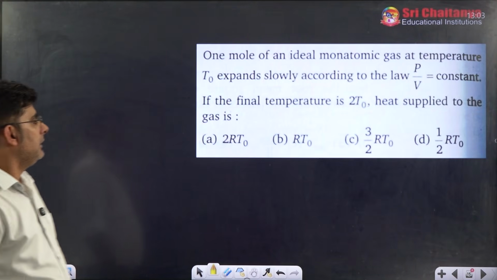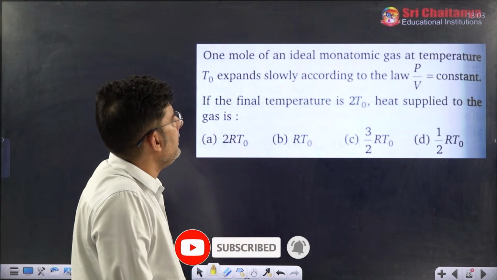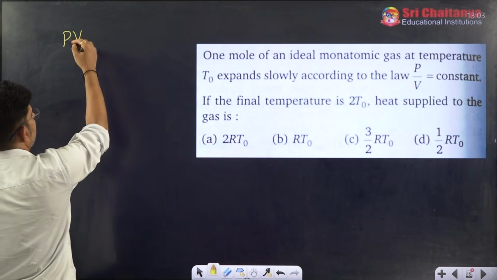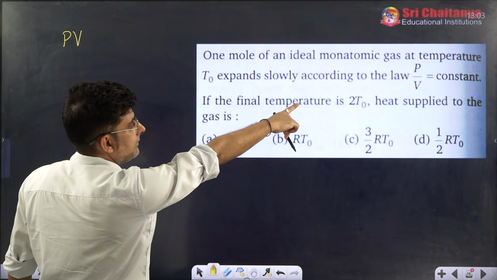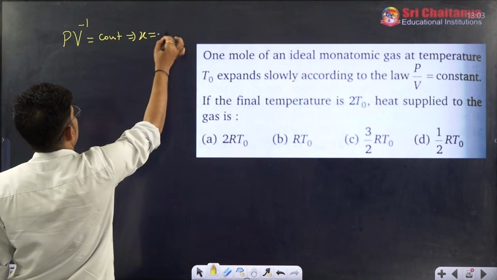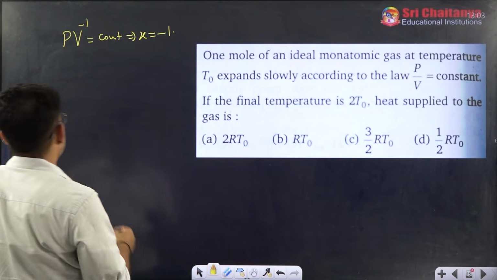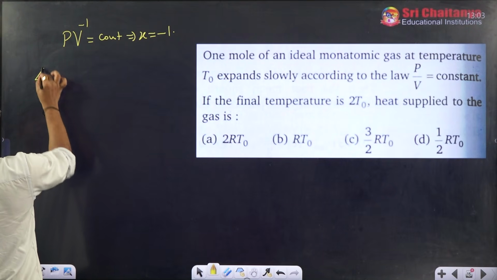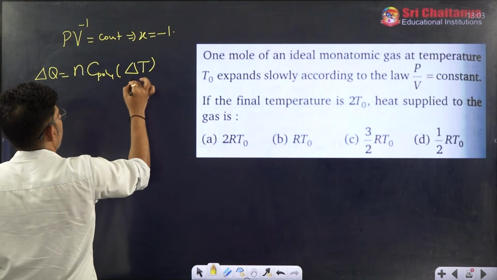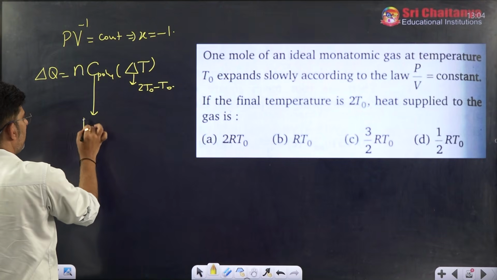Okay. Let's move. 1 mole of an ideal monoatomic gas at temperature T0 is expanding according to a law. They have given the law. So I said whenever a law is given, just apply the polytropic process concept. So I can write P by V as PV to the power minus 1 is constant. So this means from here X is equal to minus 1. Now they are asking for heat supplied, and the final temperature and initial temperature are both known. So we can find delta Q will be n C of the polytropic process into delta T. What is delta T? 2T0 minus T0. What is C of the polytropic process?